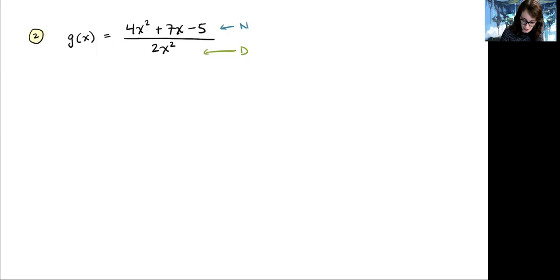So I just like to keep track of this over here, but if you don't want to, you don't have to. The derivative of 4x squared is 8x. Bring the 2 down and multiply. Subtract 1 from the power. Then we'll add the derivative of 7x, which is 7. Subtract the derivative of 5, which is 0.